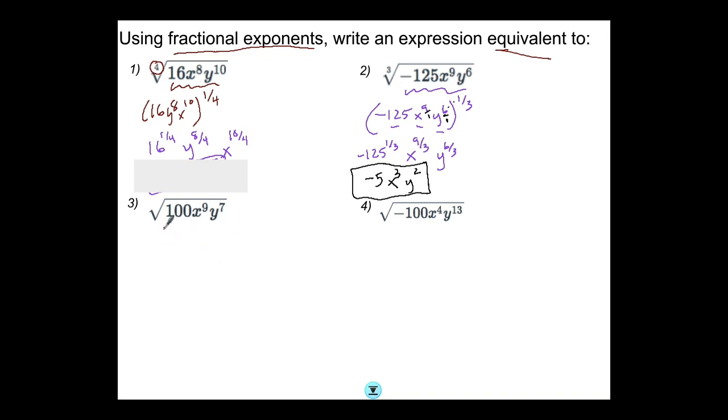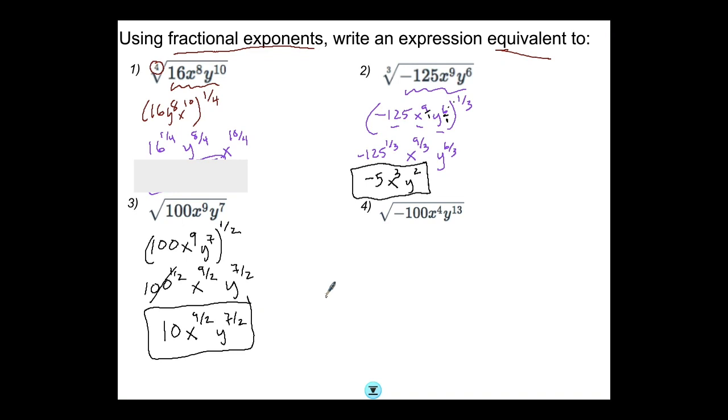So in this example here, we have a square root. So we're going to take 100, x to the 9th, y to the 7th, to the 1/2 power. So 100 to the 1/2, x to the 9/2, I'm multiplying y to the 7/2. Multiplying 7 and 1/2, 9 and 1/2. Now I'm going to simplify. 10 is 100 to the 1/2. This cannot be simplified, so I'm going to leave this as a fractional exponent, and the same thing here. We're just practicing going back and forth here. So in this case, it's okay to have fractional exponents.